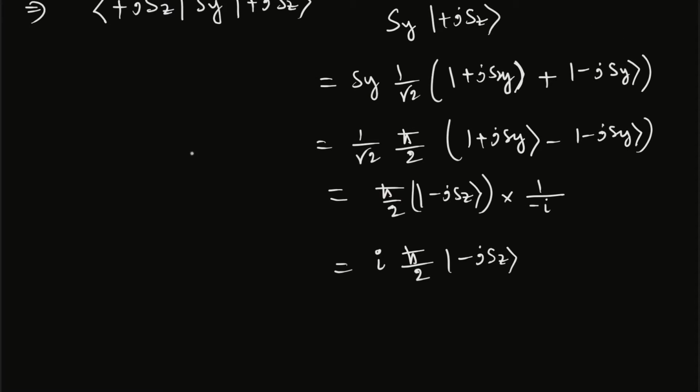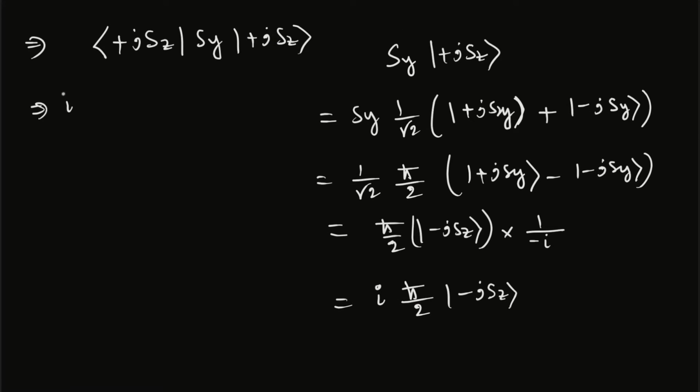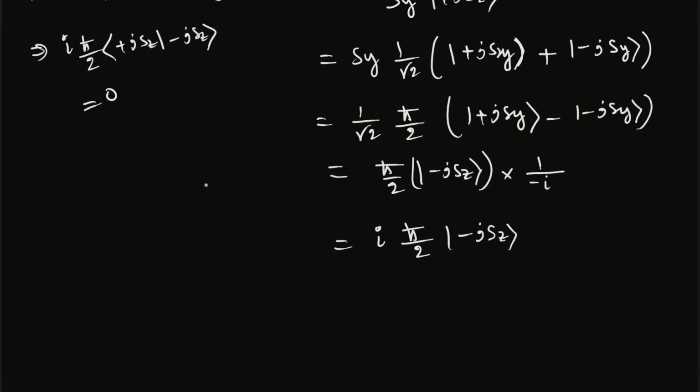So if we write it here, that means iħ/2 (|+z⟩ − |−z⟩) ... which is actually 0. Now let us calculate ⟨Sy²⟩, the expectation value of Sy square.